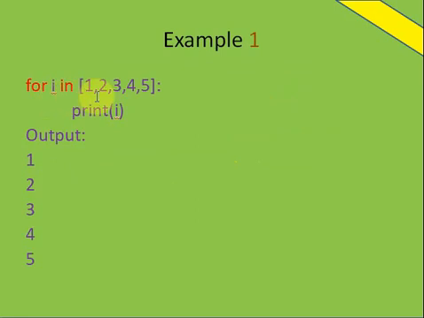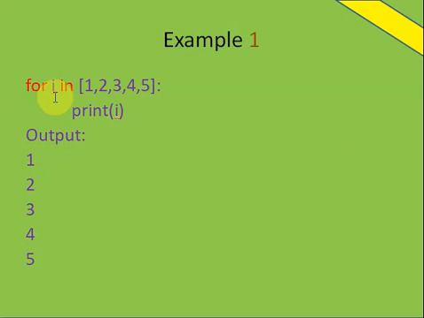For i in [1, 2, 3, 4, 5]: complete with a colon. This indent is to start the for loop. Print i. Note down the syntax: for some variable, then the keyword in. After in you have to give some sequence. The sequence is given in square brackets: 1, 2, 3, 4, 5. In this example there is iteration 5 times because there are 5 numbers.